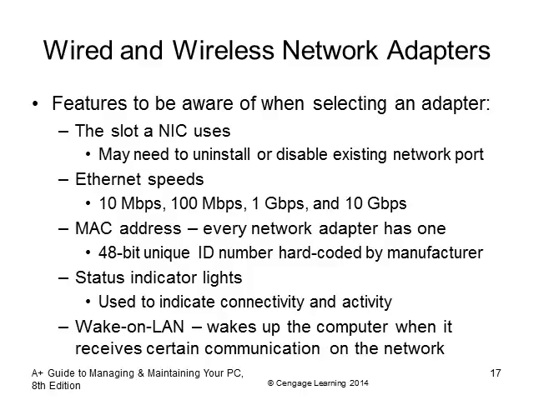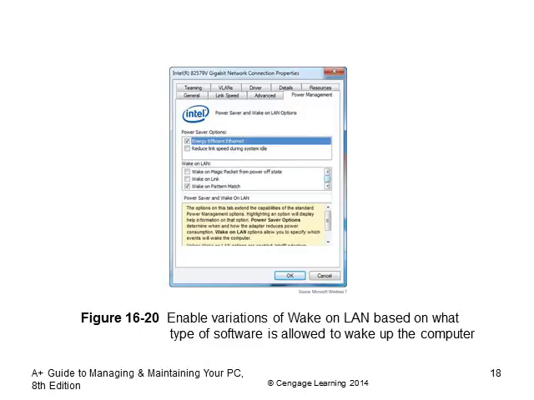A MAC address is a unique address for every network adapter. It's a 48-bit unique number, and that is hard-coded by the manufacturer. Most of your adapters have status lights, and that lets you know when it's connecting, working, not working, but not all, most. Wake on LAN wakes up the computer when it receives certain communication on the network. Here is a screenshot of Wake on LAN, based on the software, and here it says Intel, so it's the Intel Power Saver and Wake on LAN options.